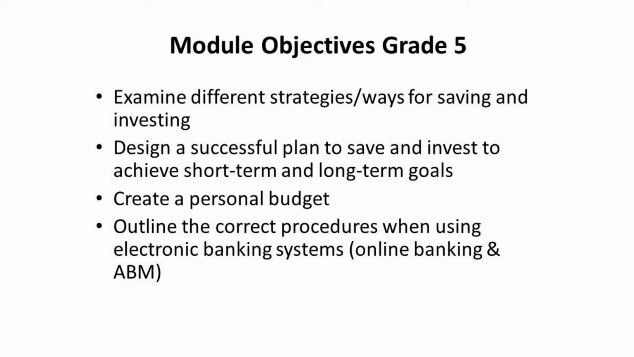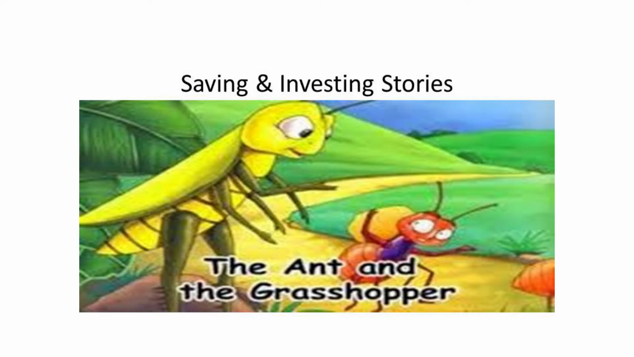We want to look at different strategies or ways of which people can save and invest. Chiefly among those, we also want you to design a successful saving plan to invest in the short term or in the long term. And we also want you to out of this, create a personal budget that will guide the process of you saving and investing. And also we want to introduce you to certain online systems that are available for banking that is using technology. We also want to look at stories regarding like the ant and the grasshopper, which is the genesis of saving and why you save.